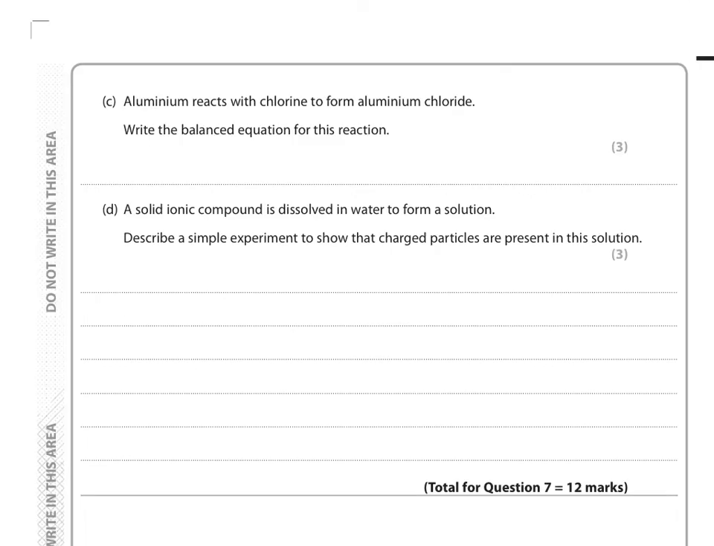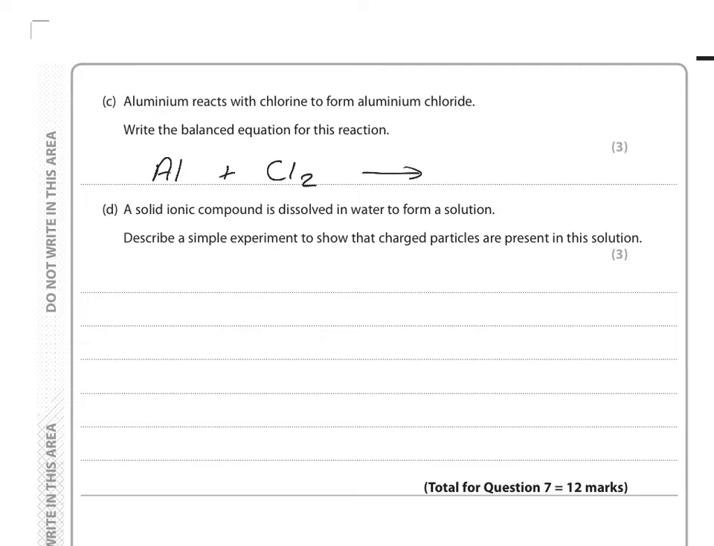Part C says write a reaction. Aluminium reacts with chlorine to form aluminium chloride. Write a balanced equation for this reaction. Well, you weren't given any of the symbols, so aluminium is just Al. Chlorine goes around in pairs, Cl2.